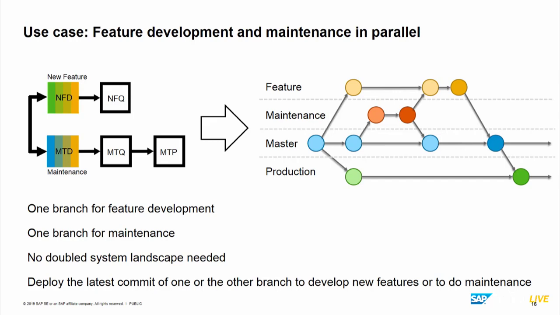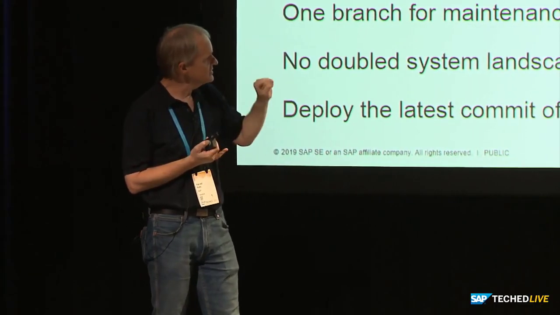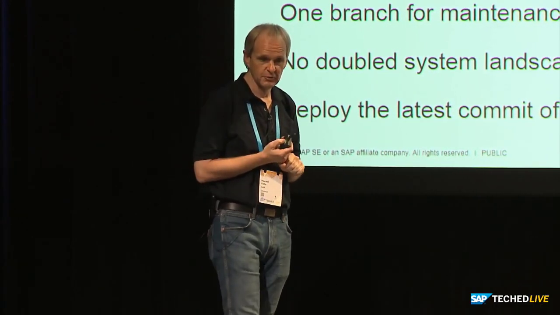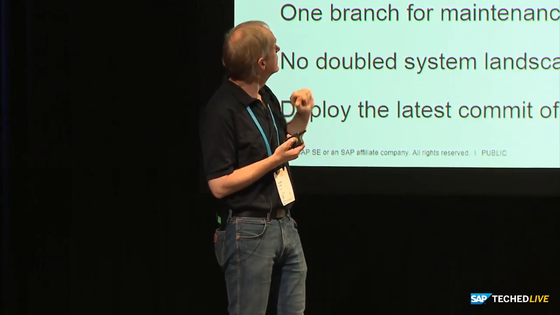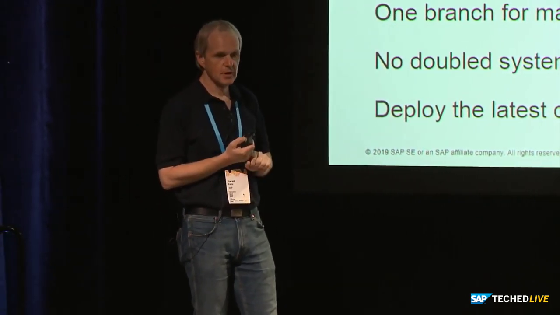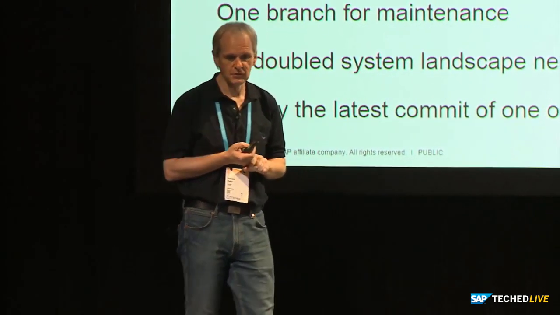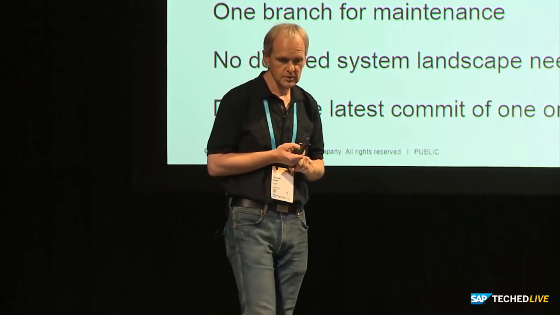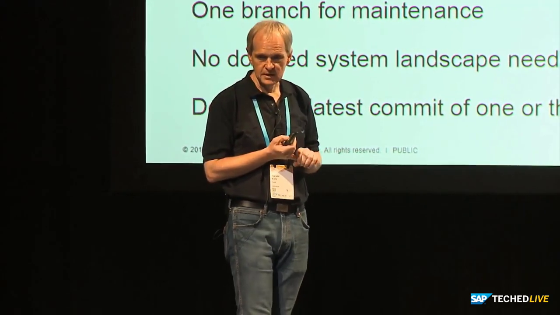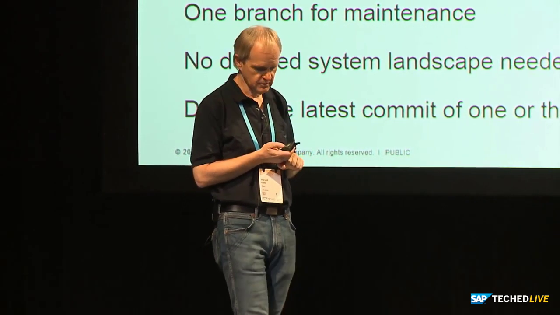In this scenario, the productive system stays on a different branch, on the production branch. In the same landscape, this is not touched even if you have errors, because only the quality system and the development system are linked to the feature branch. And if you are done and have merged it back to the master successfully, then you can deploy it to the production system within one landscape. So you can dynamically switch between branches and don't need additional systems.